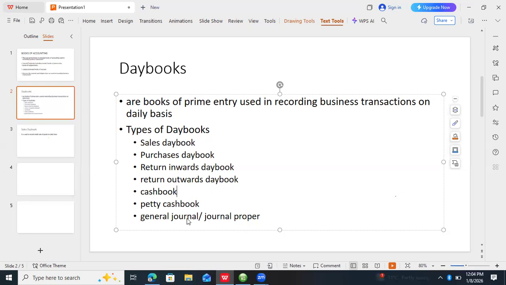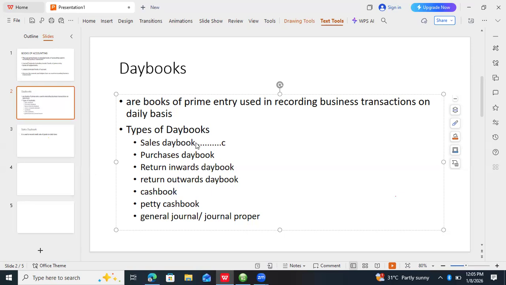Then the general journal. That one is used to record all other transactions that cannot be recorded in the other 6 day books. Okay, so I just wanted to give you the straightforward uses before we pick them and look at them in detail.